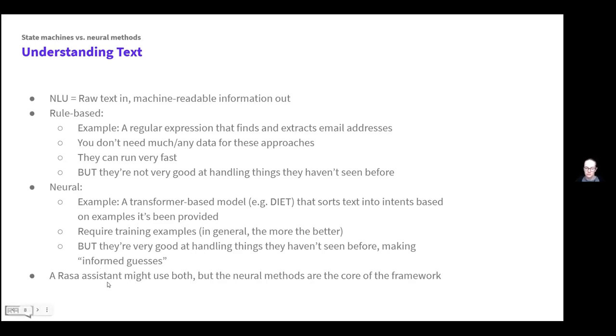So a Rasa assistant would use both, right? You'd use some rules, you'd use some neural methods for both the entity extraction and intent classification, but the neural methods are really the core of the framework. And when you're developing a system in this framework, the majority of the work is coming up with examples and organizing your classes in a way that makes sense.